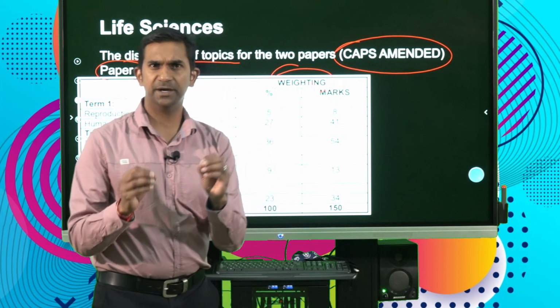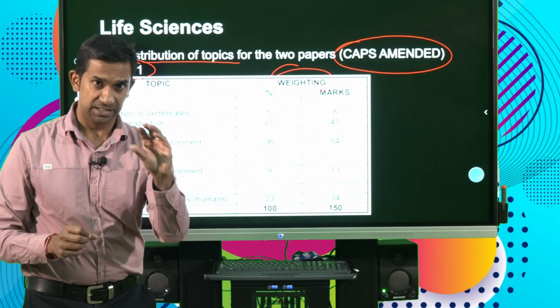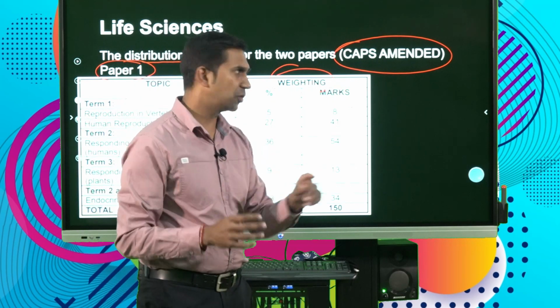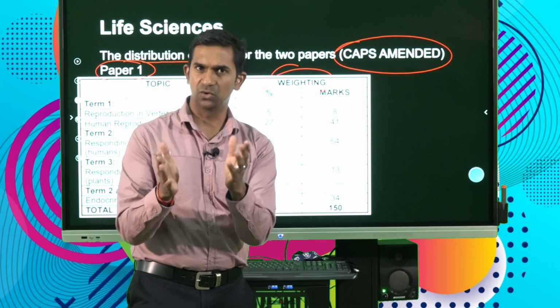And that is the best part about learning a section that has little detail in it. It's easy to learn, and it's easy to score these 8 marks because you've learned all of that.